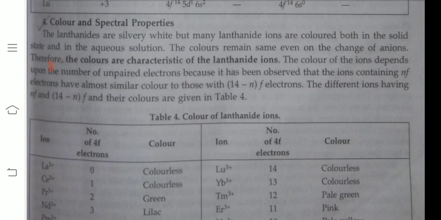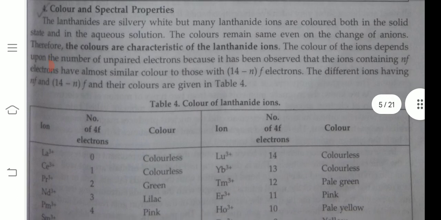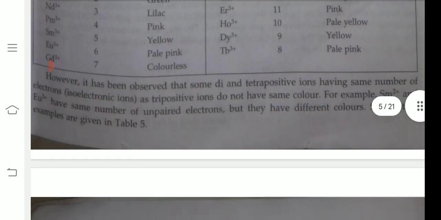The color of the ions depends upon the number of unpaired electrons, because it has been observed that the ions containing n f electrons have almost similar color to those with 14 minus n f electrons. The different ions having n f and 14 minus n f electrons and their colors are given in the table.